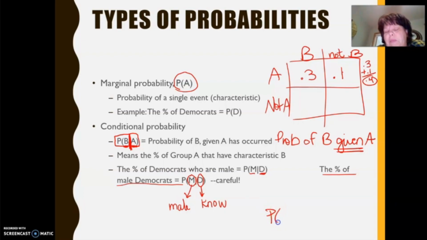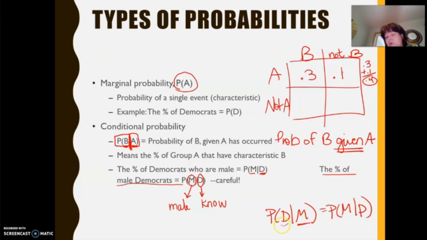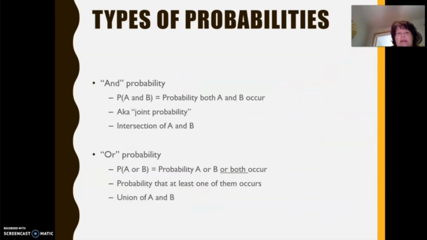So probability of D given M is very different from probability of M given D. Those are not the same. This says I'm out of the males, who are the Democrats. This says out of the Democrats, who are the males. And we'll use this notation a lot, so you'll get a lot of practice. There's the AND probability, also known as the joint probability.